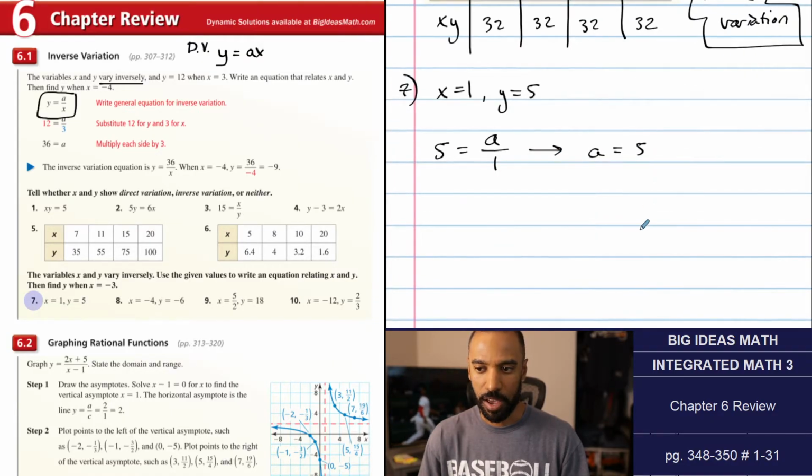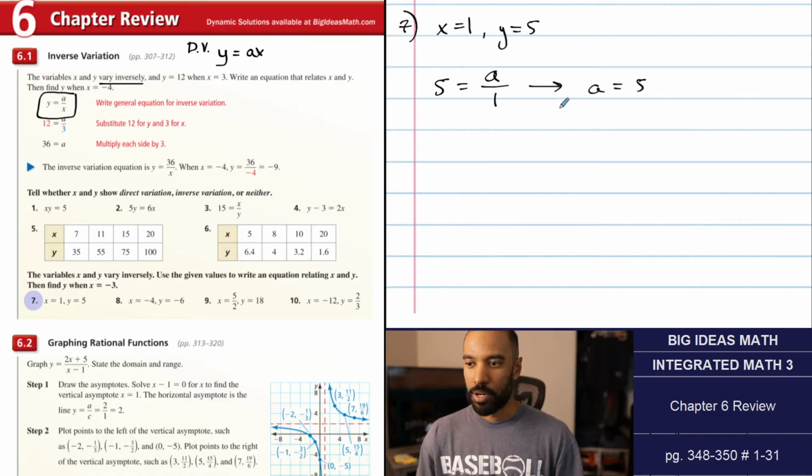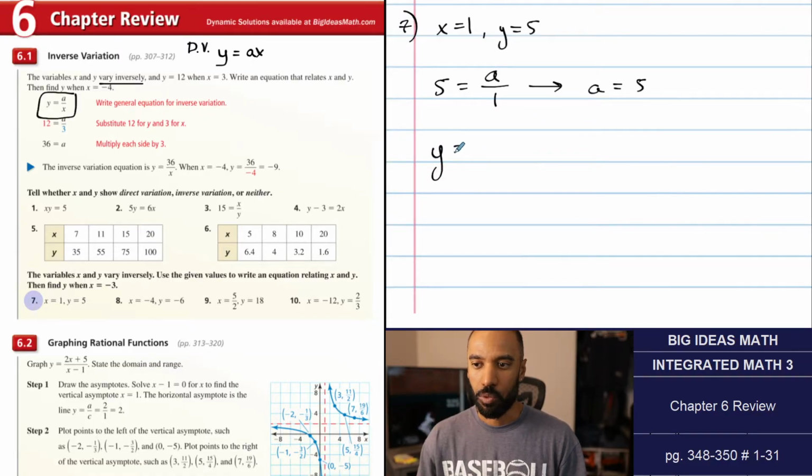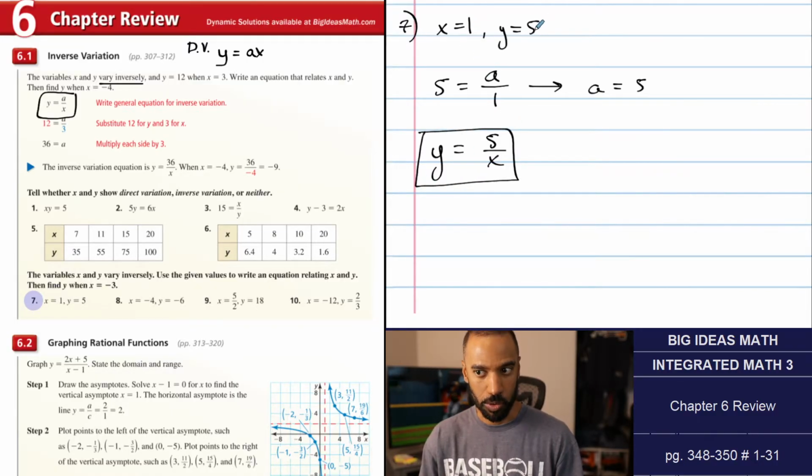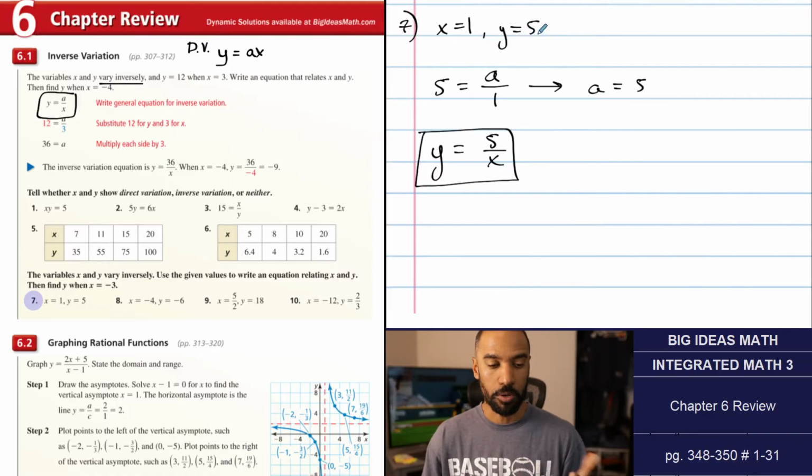Clearly, 5 times 1 is 5, and a divided by 1 is a. And then we can make our equation y equals 5 over x. This is our inverse variation equation for this situation where this holds true. And then we've got to figure out what holds true for the rest of it.